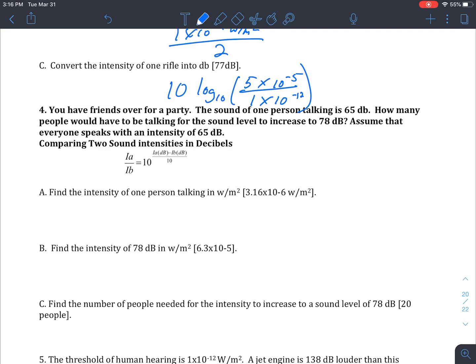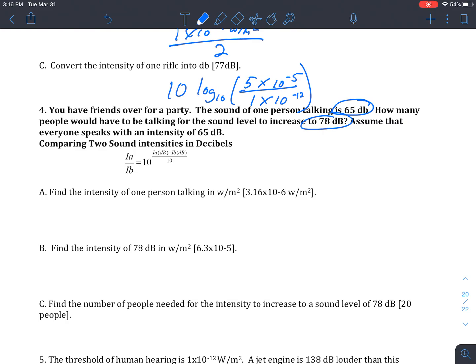Now I think this is our last one. So we have a party and a bunch of people talking. One person talking 65 decibels. How many people would you have to go to 78? Well, this might be important because in some cities and towns, there are noise ordinances past certain times. So if you have too many people over your house, you could be exceeding that sound intensity, that noise ordinance, and be ticketed or fined. So let's see how many people we can have.